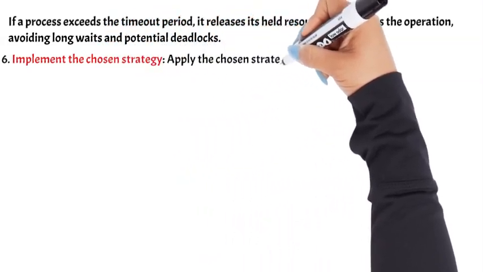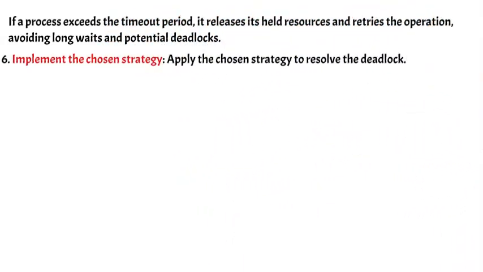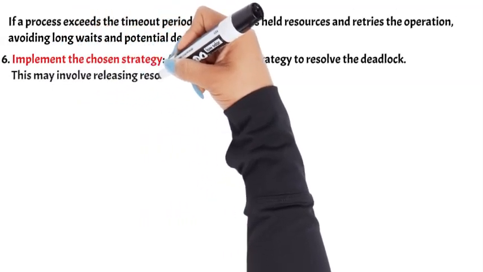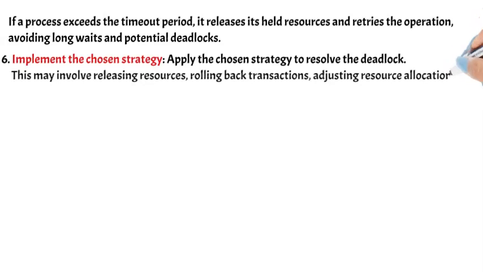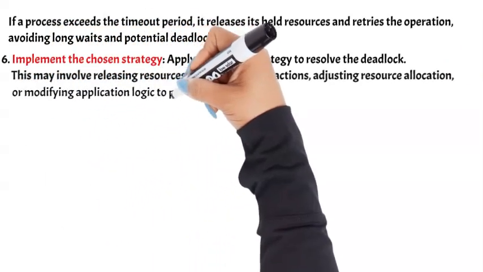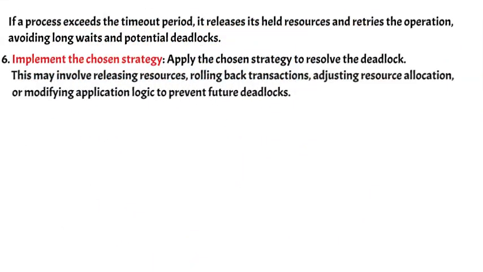6. Implement the chosen strategy. Apply the chosen strategy to resolve the deadlock. This may involve releasing resources, rolling back transactions, adjusting resource allocation, or modifying application logic to prevent future deadlocks.